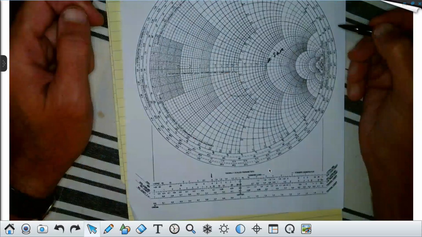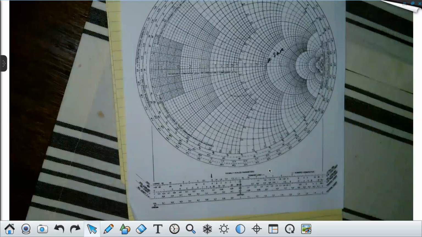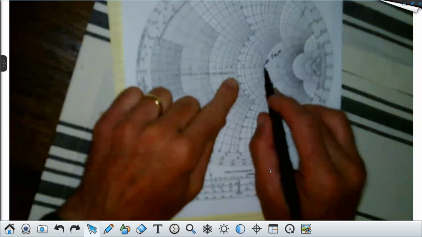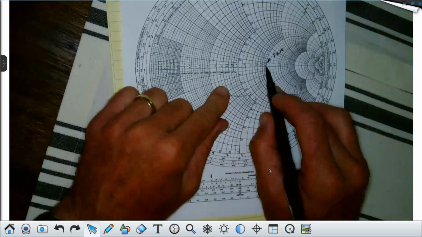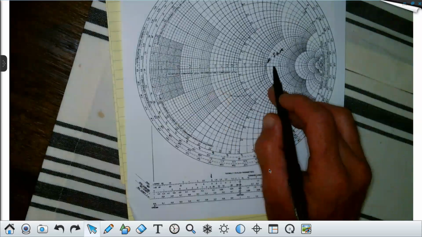Are you with me, class? Where the actual circle after the normalized impedance is taken care of, that's where it intersects this point. That is the VSWR from here to here, or standing wave ratio. Do you agree with me, class? How many understand that, right? You're getting familiar with the Smith chart, just do it.